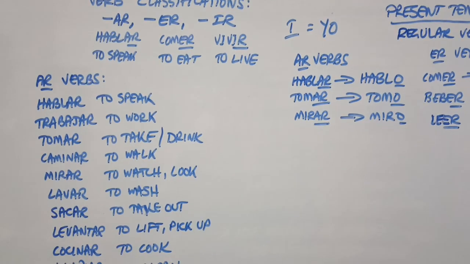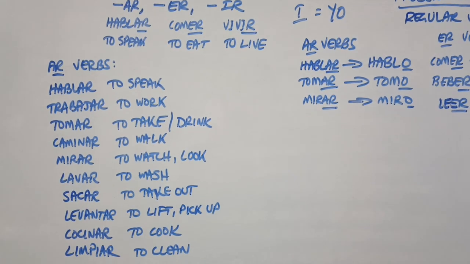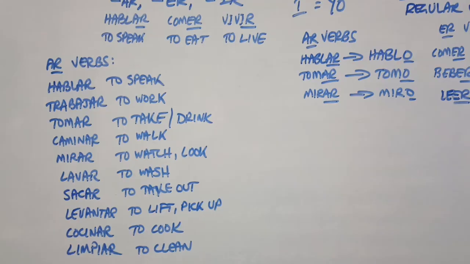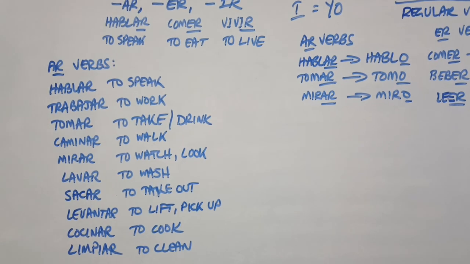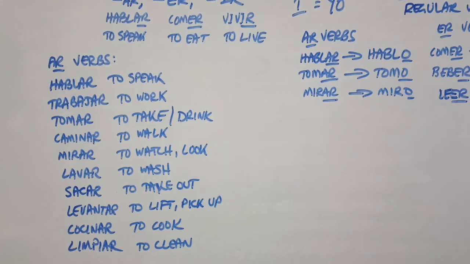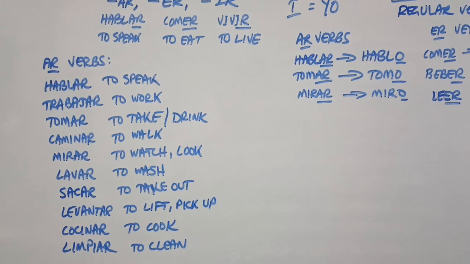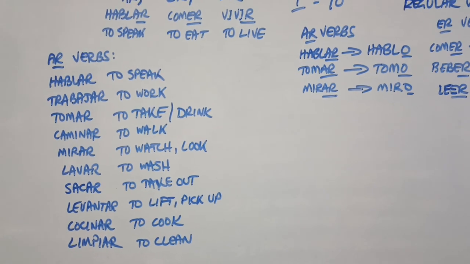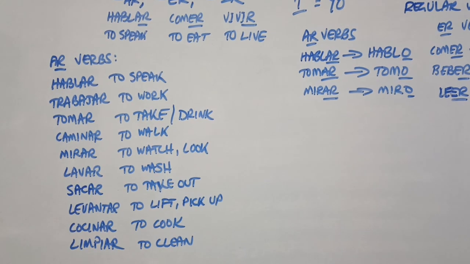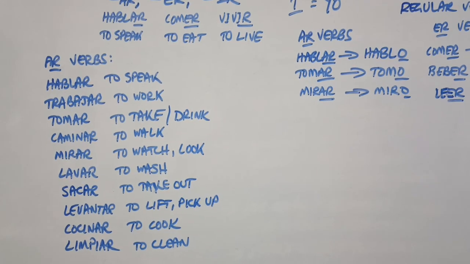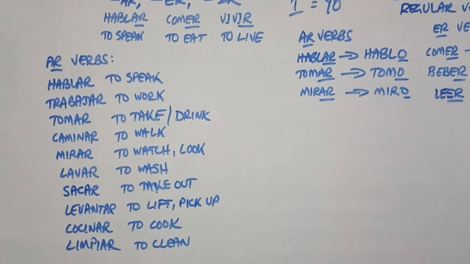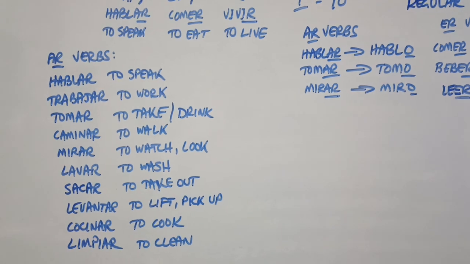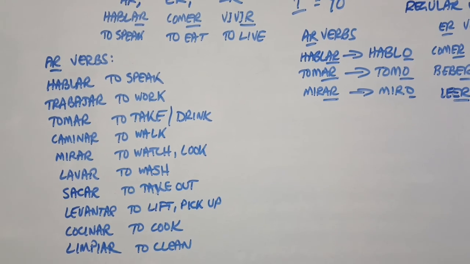Here we have a list of verbs ending in AR. Hablar, to speak. Now, this hablar is in the infinitive form. Infinitive form means in the formation that is not conjugated in any person. This formation is not in the I speak formation or you speak formation or he speaks formation. It's in the unconjugated or infinitive formation, which in English is to speak, to work, to take.